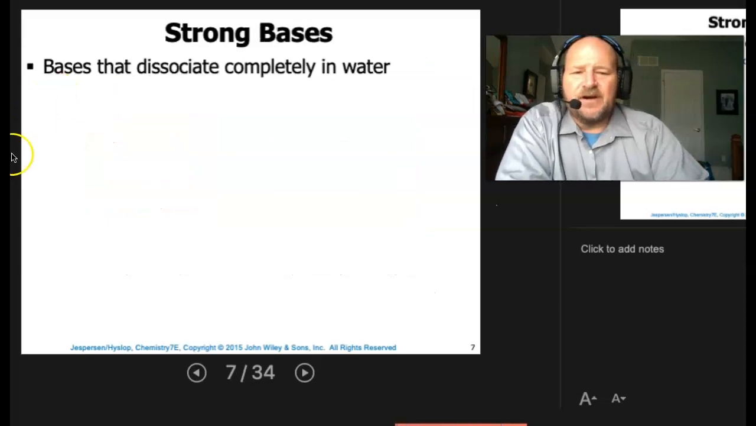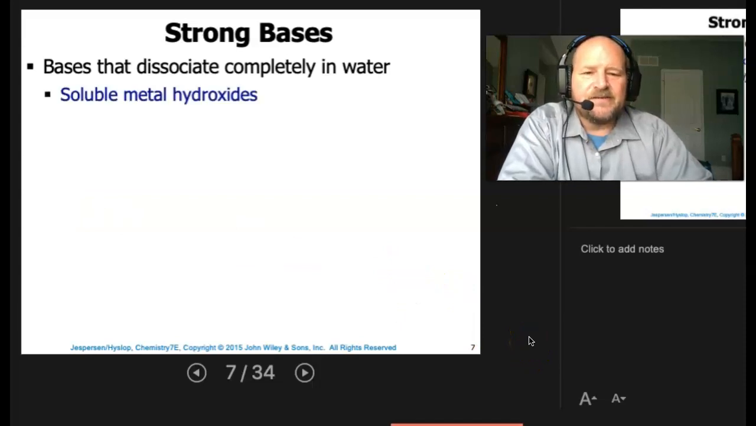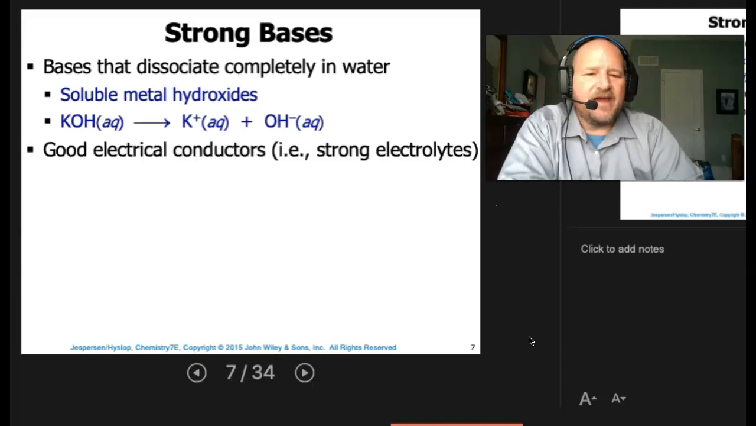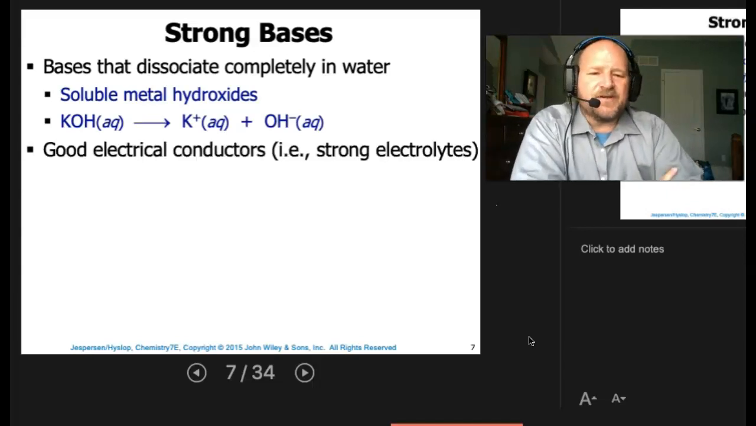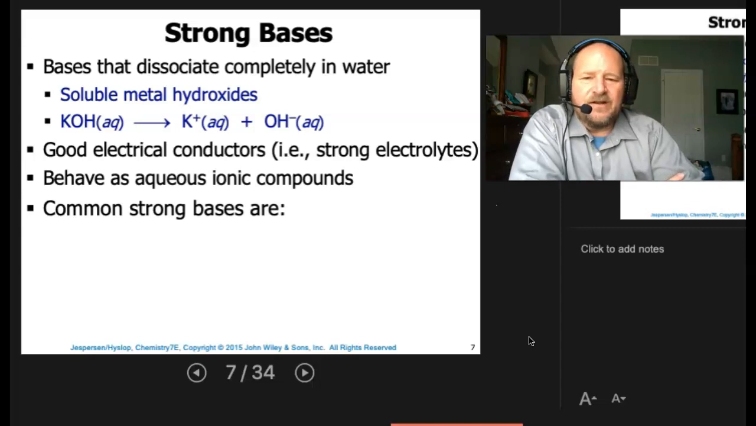Strong bases are bases that dissociate completely in water, so same idea, same topics. Soluble metal hydroxides like KOH would be a strong base. It's going to completely dissociate, and they also will make good conductors because they're strong electrolytes. Now, they will behave as aqueous ionic compounds. Even though they look like they might be molecular, these acids and bases are definitely going to be ionic.